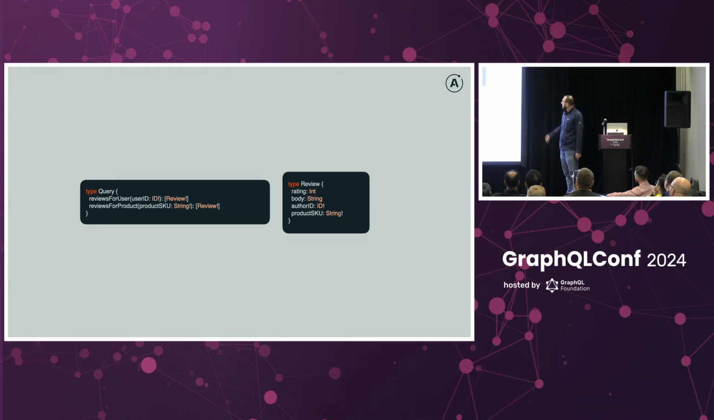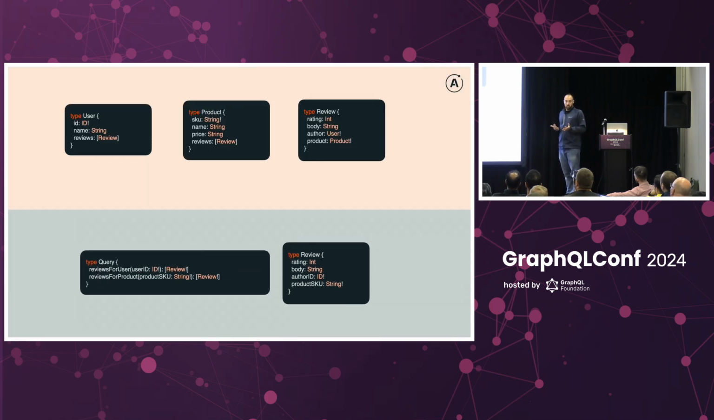So we have a review, and a review has an author field that points to a user and a product field that points to a product. And there's a direct way of getting from a product to its reviews. So that's the schema we want, but in these approaches, this is the schema we have. So we're forced to map from one schema to another.